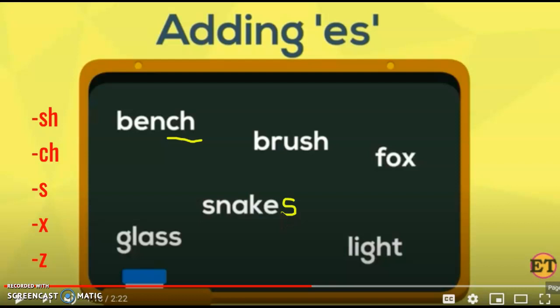I want you to go ahead and do the rest on your own. Glass, brush, fox, and light. Can you use the chart over here and what we've just reviewed to make glasses, brushes, foxes, and lights? Go ahead and do that.